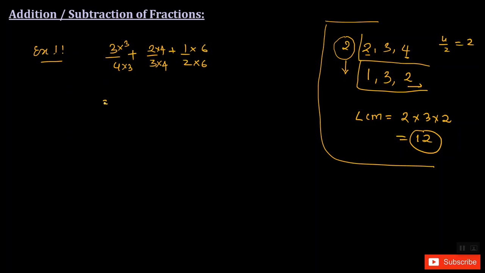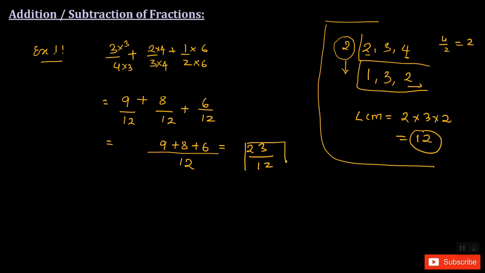So next, do 3 times 3, multiplying the numerators, so 9, denominator here is 12, plus 2 times 4 is 8, denominator 12, plus 1 times 6 is 6, denominator 12. This is how we make a common denominator, and in general you can write it as 12 as the common denominator and express it as 9 plus 8 plus 6, right? So 9 plus 8, what do we get? 17. 17 plus 6 is 23. So 23 by 12 is the result of the fractions which have been given. This is the way of adding.